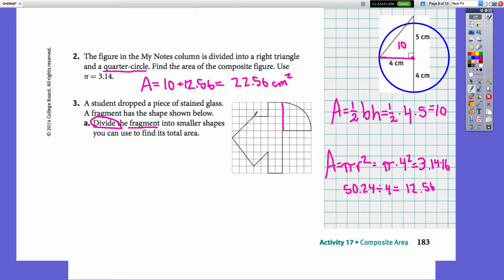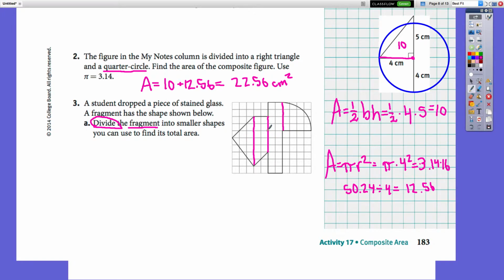From here, some might say, well, I could draw a line going here, but again, that's not a figure that we know. That's not a shape. So I could draw maybe another line straight down for the triangle. And now I have a triangle. We have a trapezoid, a rectangle, and a quarter circle. So this is one way that we could split this up.